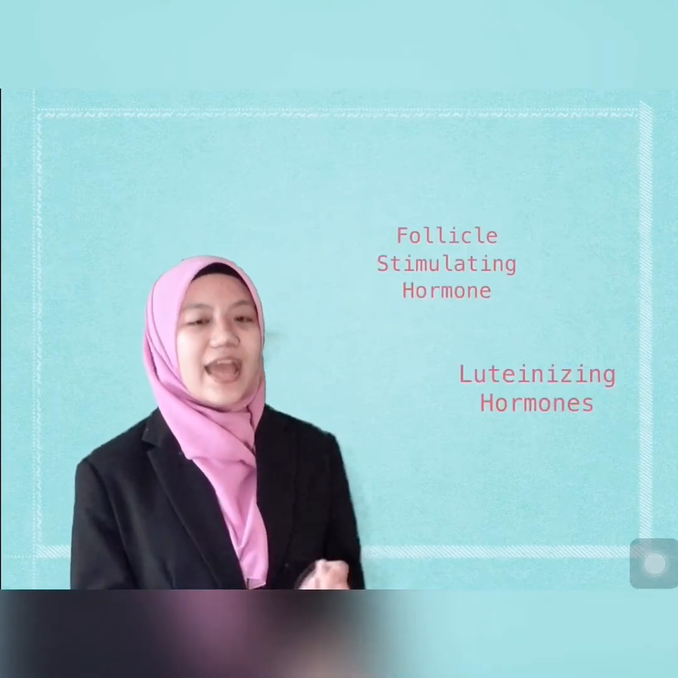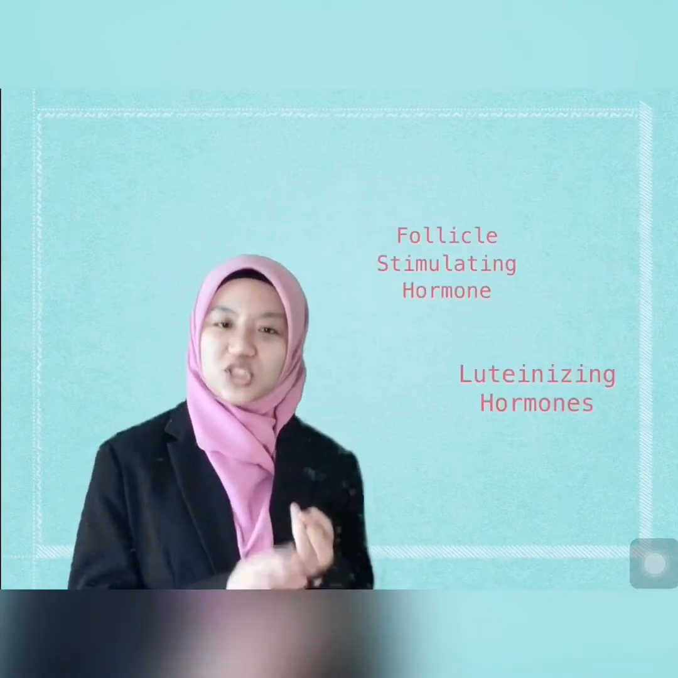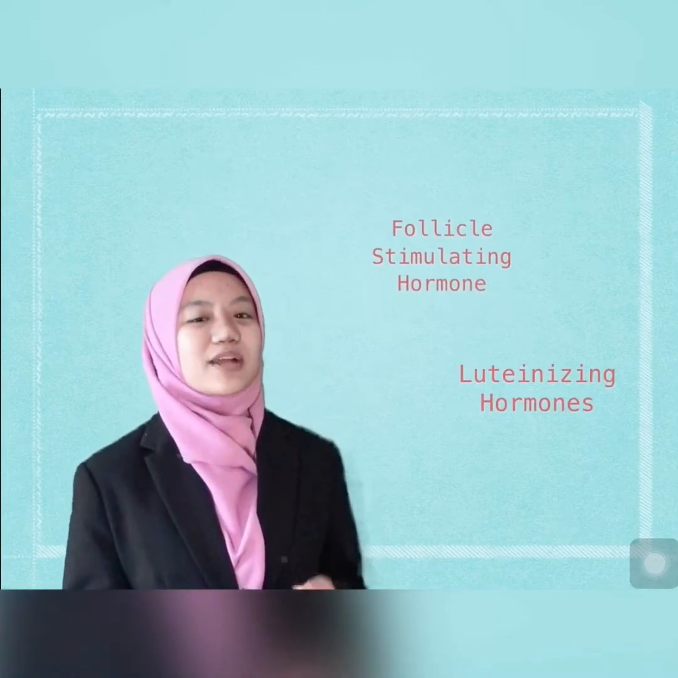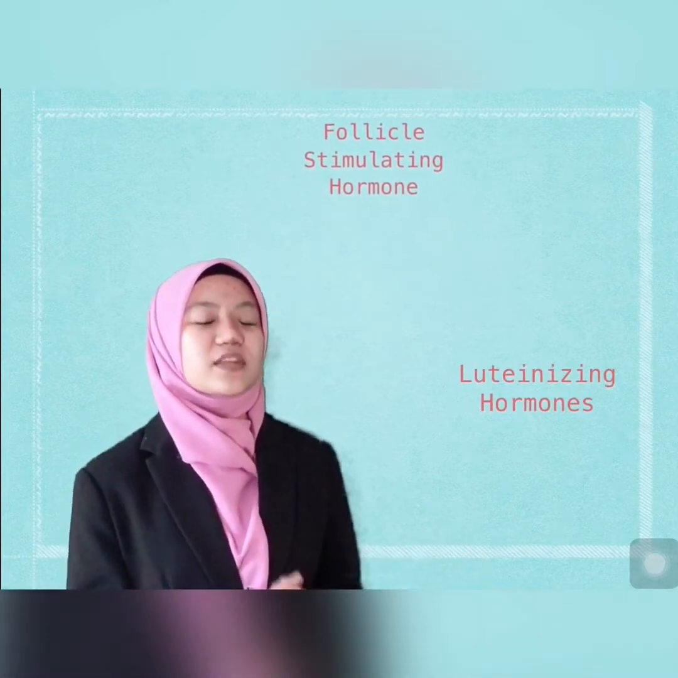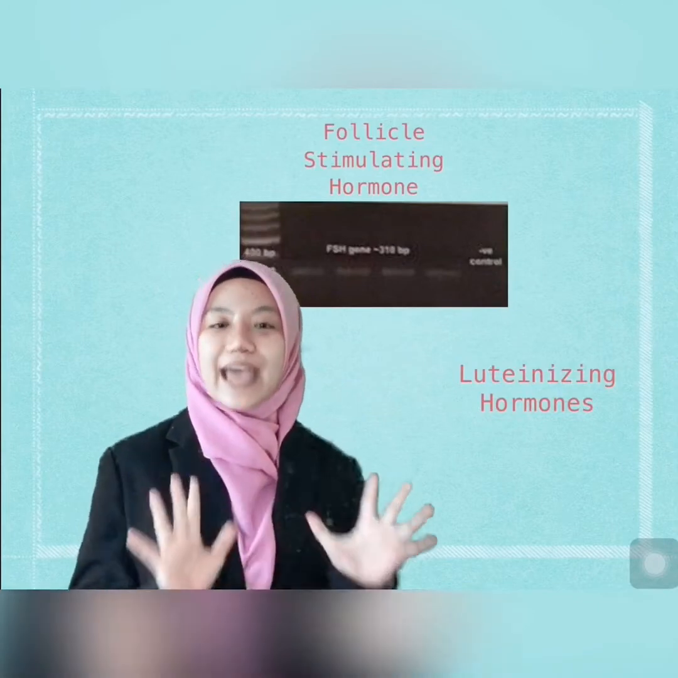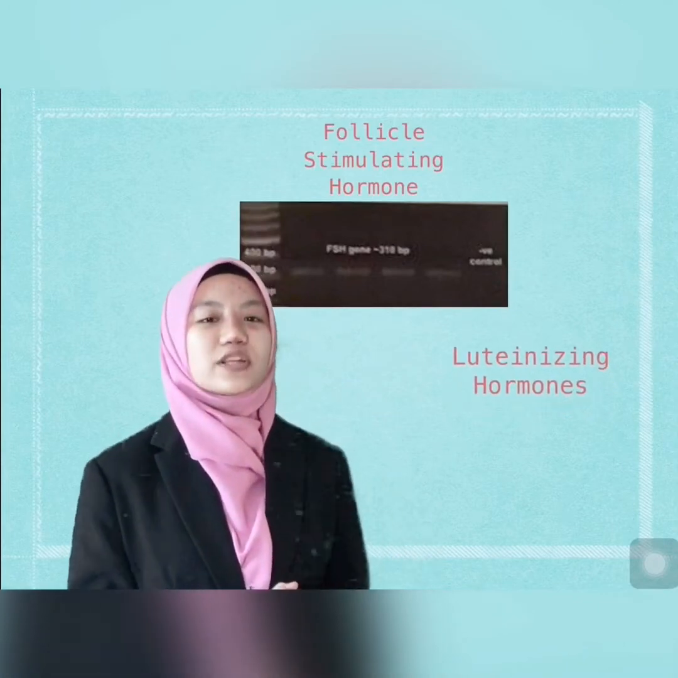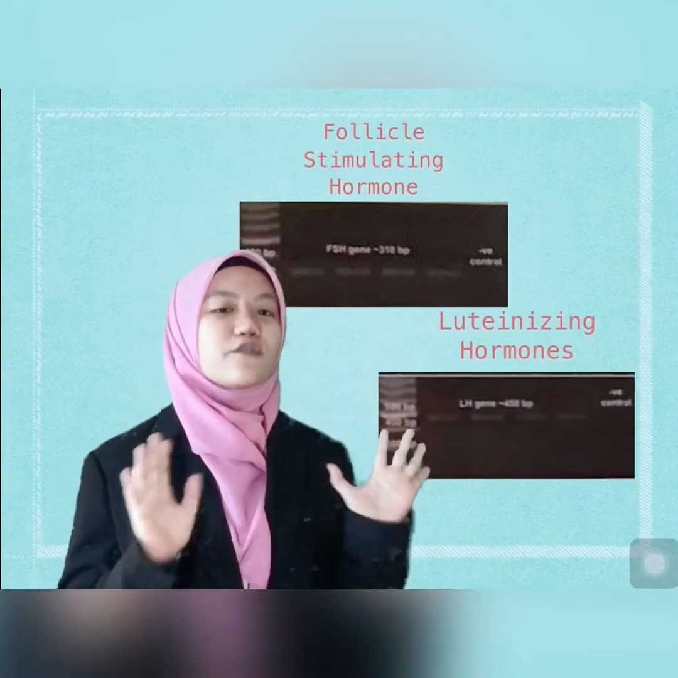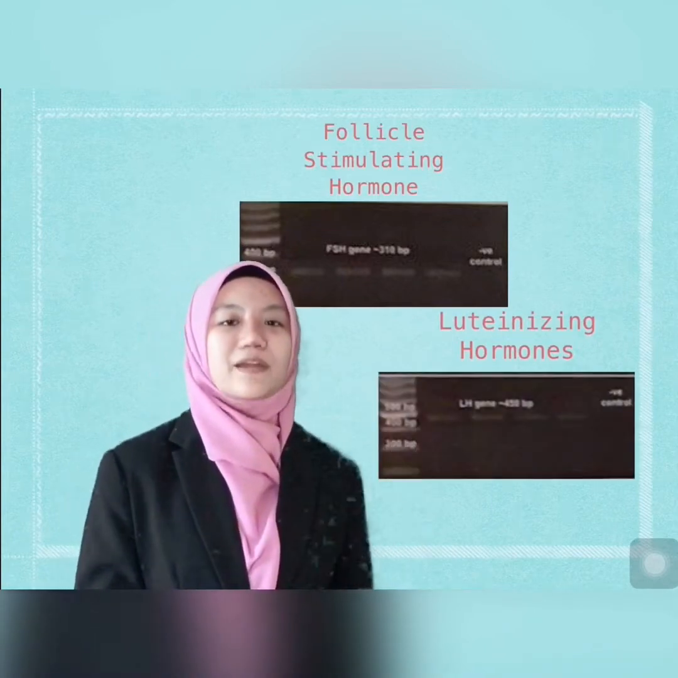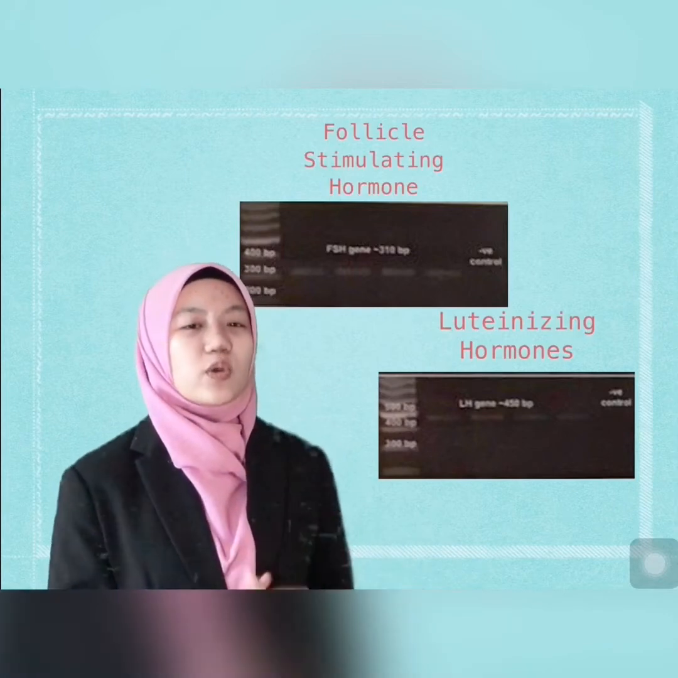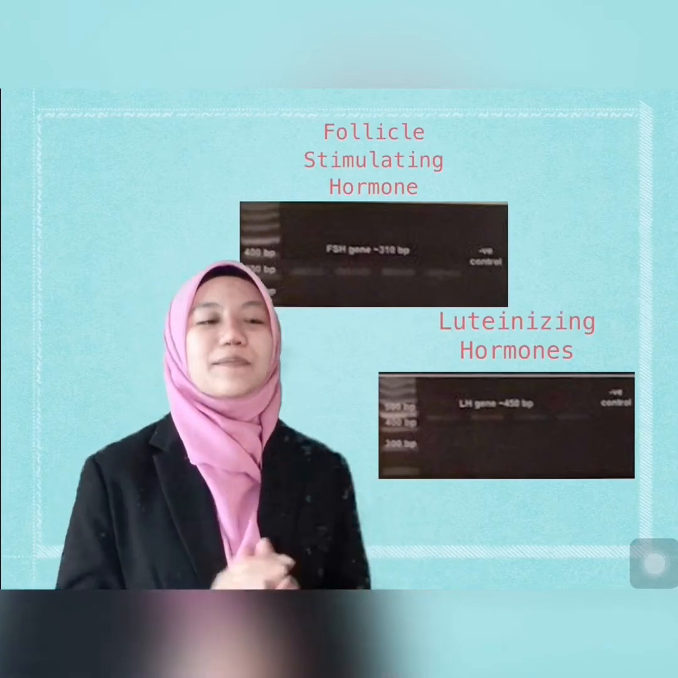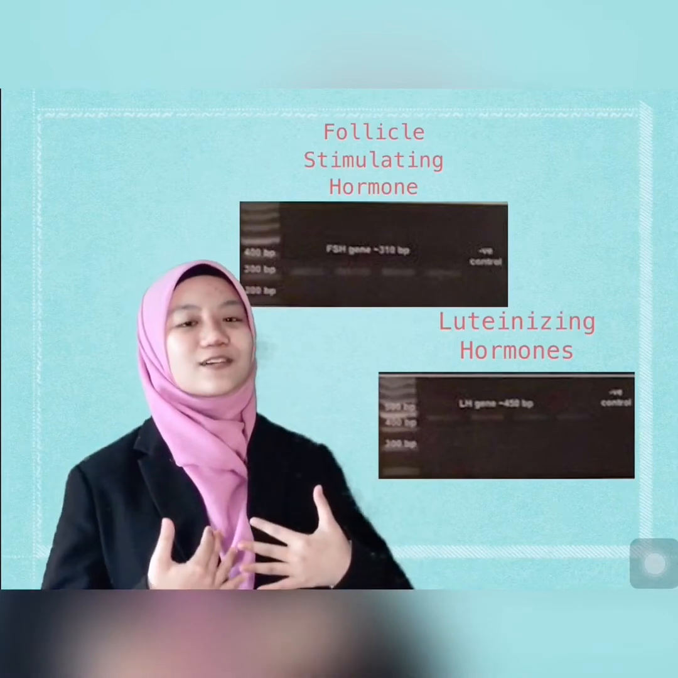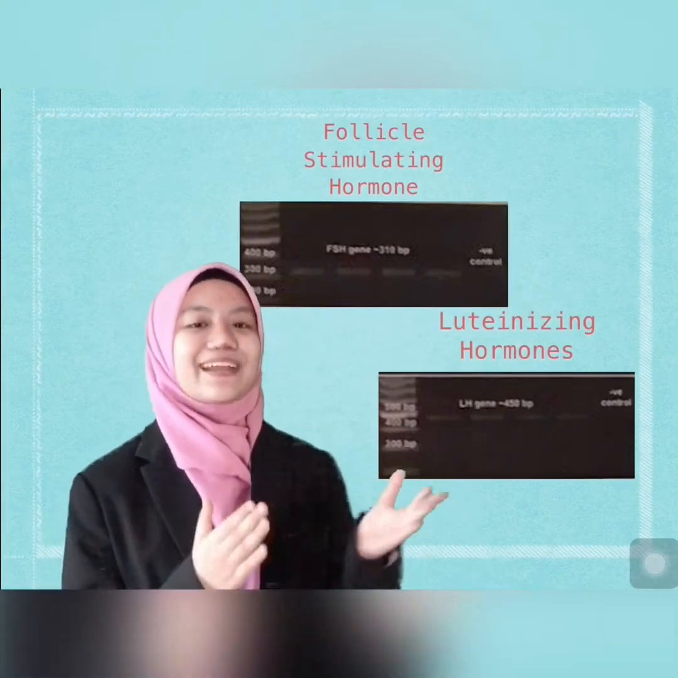For our research, we use the follicle stimulating hormone gene and also the luteinizing hormone gene. For the follicle stimulating hormone, we were able to obtain a result of 310 base pairs, and for the luteinizing hormone gene, we were able to obtain a result of 450 base pairs. And thankfully, we were able to successfully match our results with the DNA sequences in GenBank.